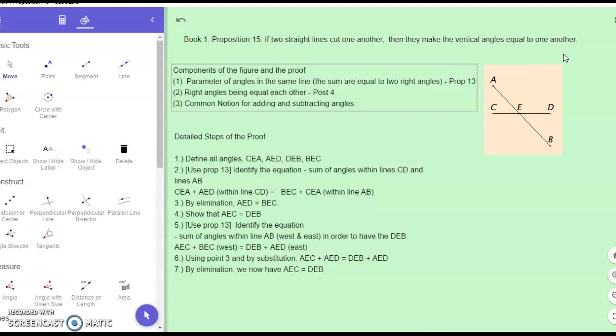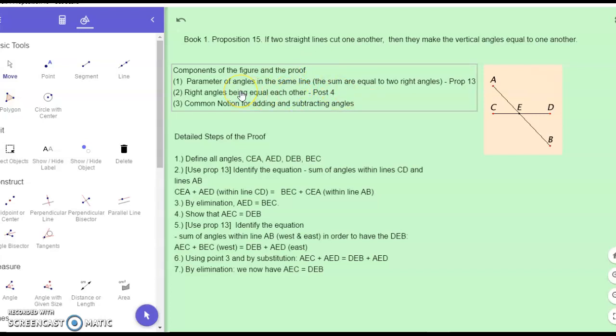In this Proposition 15, we have an introduction of the term vertical angles and of their being equal to each other. We produce vertical angles when we have two lines, for example, CD and AB. These two lines cut one another, intersect, and pass through each other. Proposition 15 is cited when we are identifying or using an unknown angle which is vertical to a known or leading angle. And in discussing the figure and the proof, here are our components.